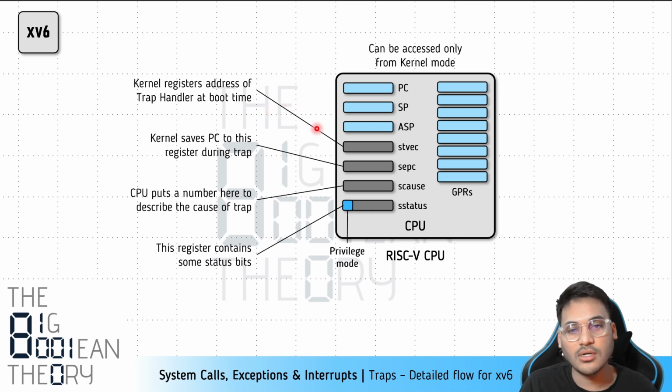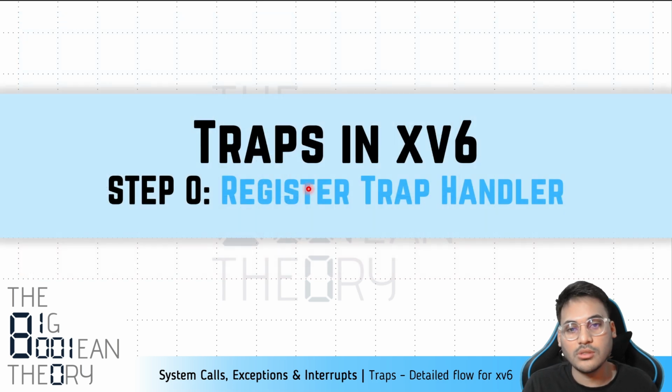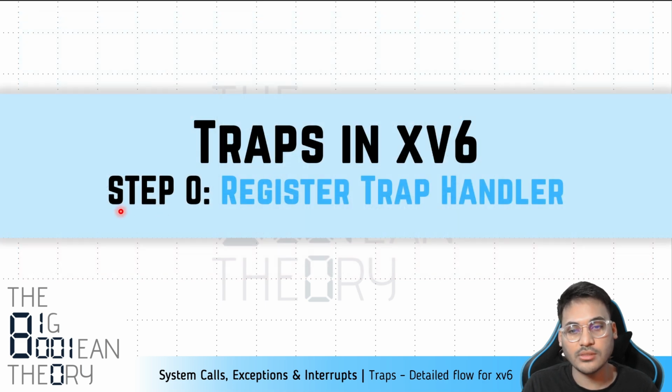So this was the set of registers that we had to understand in order to fully understand the overall flow of traps. So now, as I said, we are ready to go over each of these steps one by one, right? And we'll see each of these steps in detail in the context of the xv6 operating system, and clearly understand what exactly is happening inside the kernel code. Okay, so we'll start with step 0. As you can see here, step 0 is to register the trap at boot time. So we'll start with the 0th step in this overall flow of traps.